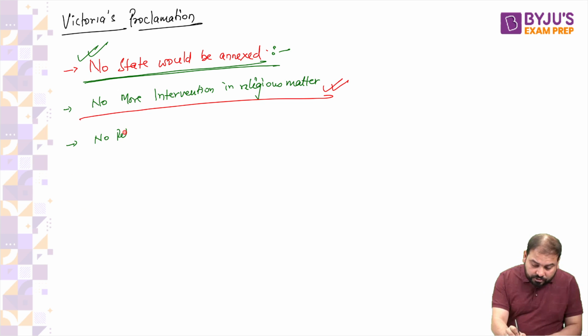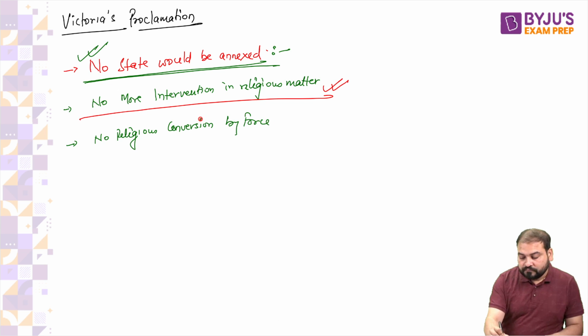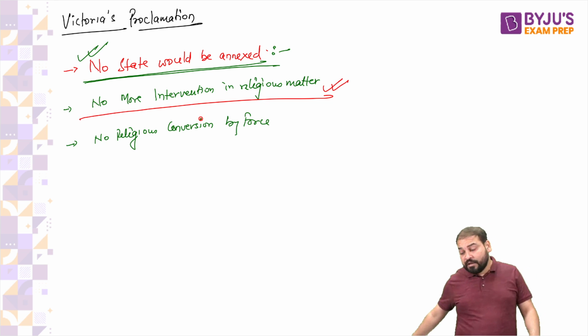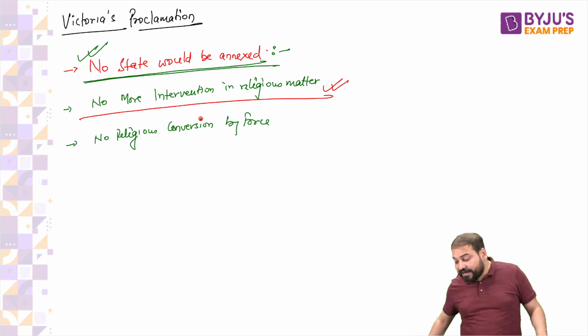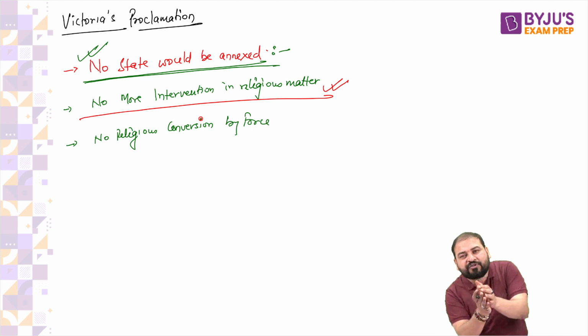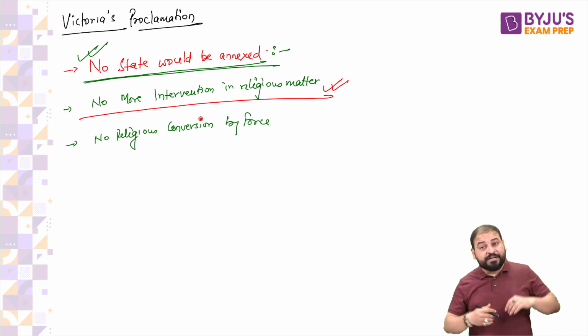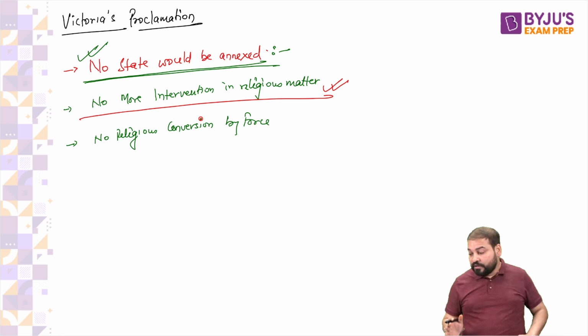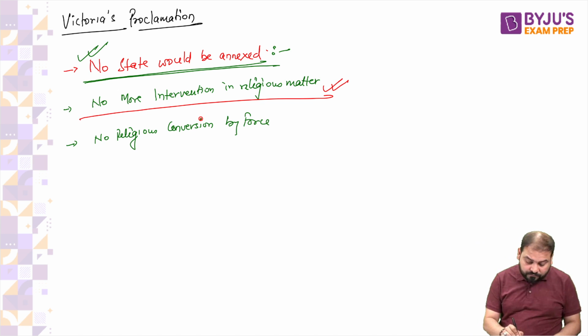Third, she says no religious conversion by force. That means we will keep on doing the conversions, but we'll do it in a clandestine manner. Persuasion is okay. I will persuade, oh, Mr. Rohit Kumar, please come to Christianity. See, this is such a great religion, but not by force. Is the third point clear or not?